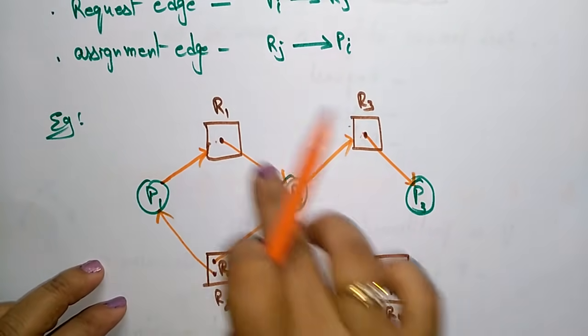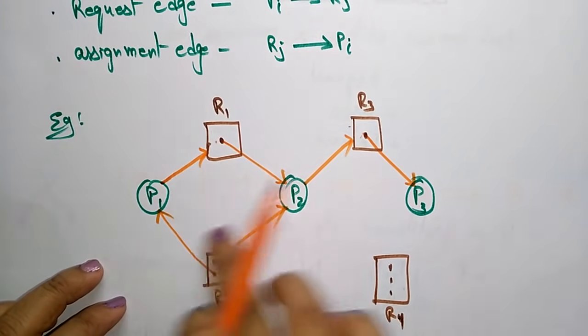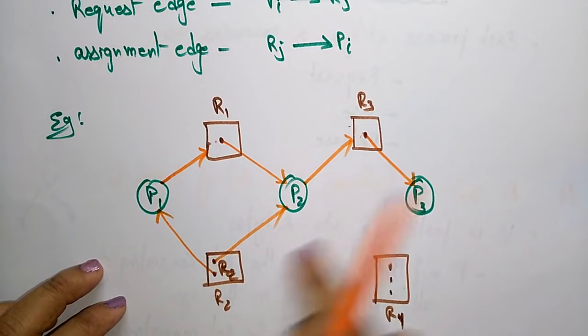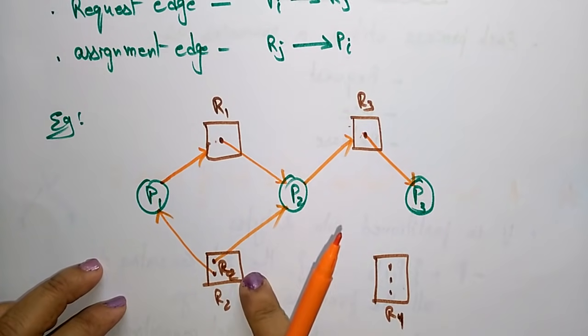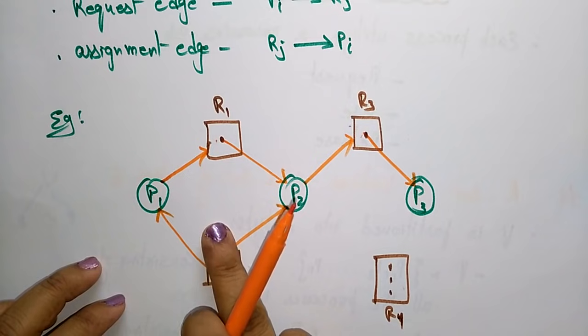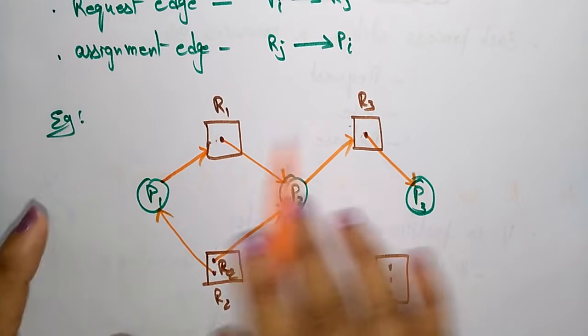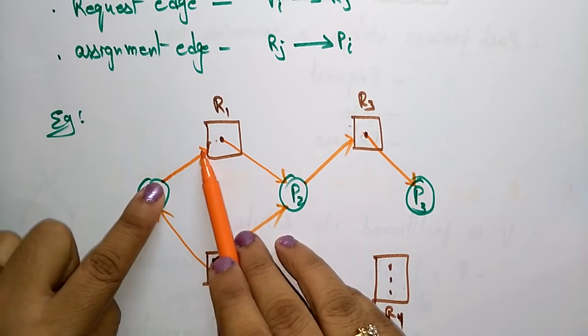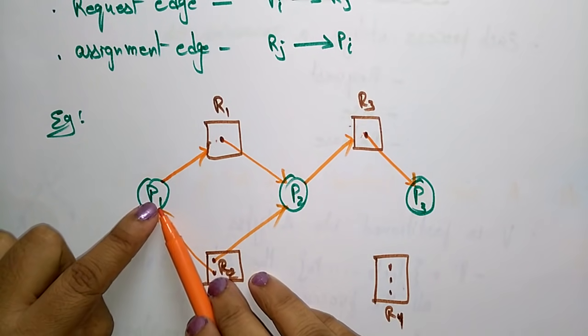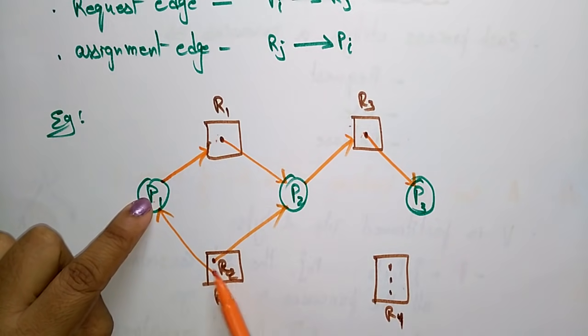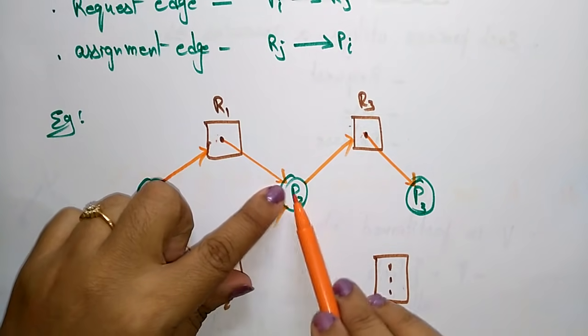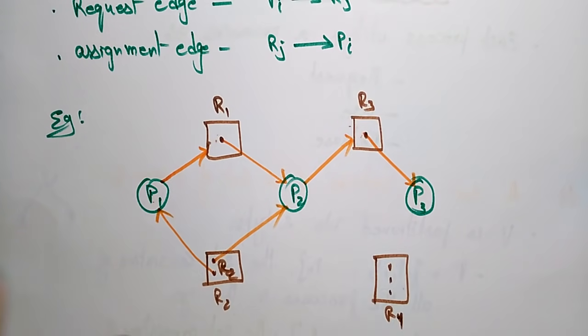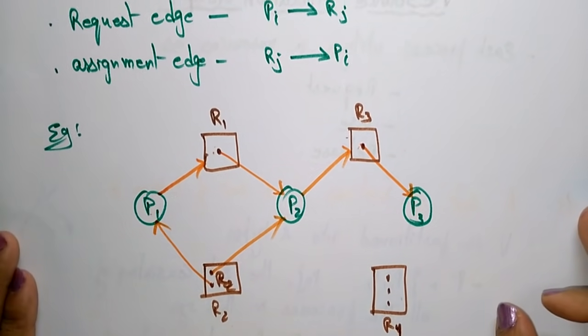Here it forms one complete cycle. This is a closed cycle and this is an open cycle, so this is not a completely connected graph. This is how you represent the request edge and the assignment edge. P1 is requesting R1 and assigned R2. P2 is requesting R3 and assigned R2 and R1. So this is a resource allocation graph. In the next video, I'll explain resource allocation with the deadlock and no-deadlock conditions. Thank you.